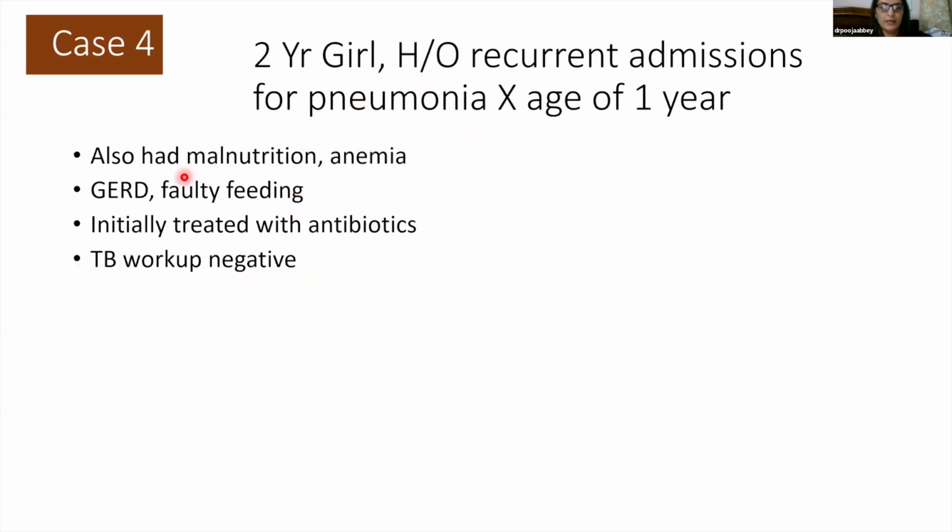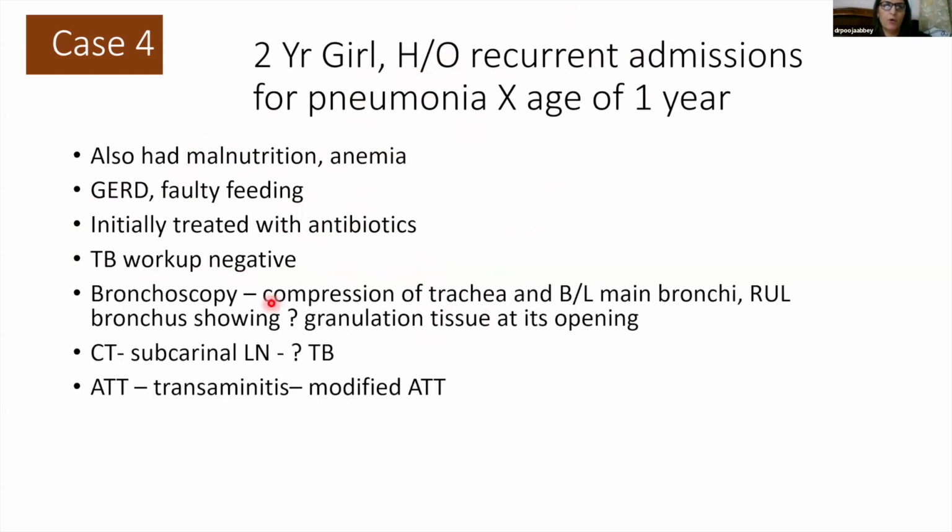A TB workup had been done initially and was negative, but after that there was a bronchoscopy. I think this child underwent bronchoscopy 3 times. The initial bronchoscopy showed some possible granulation tissue at the right upper lobe bronchus, despite a negative TB workup. Then there was a CT report which described a necrotic subcarinal lymph node. So the child had been started on ATT and later developed transaminitis, so the ATT was modified as well.